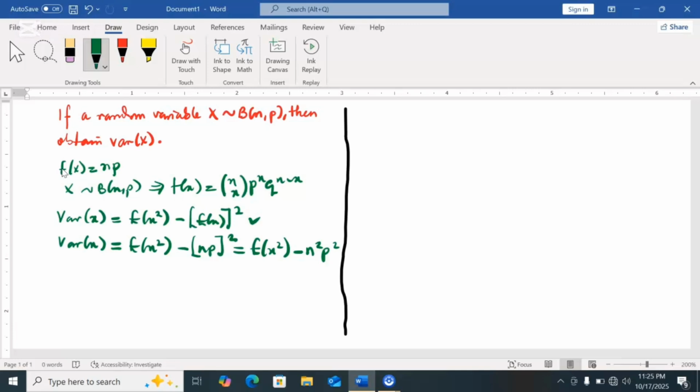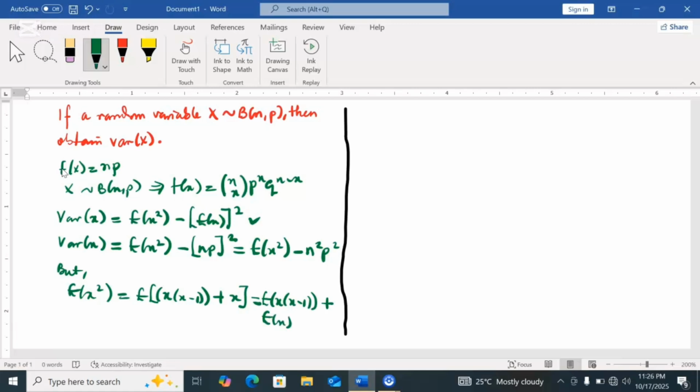So hold on to that. Next, we're going to say that expectation of x squared can be re-expressed as expectation of x times x minus 1 plus x, and this would mean having expectation of x times x minus 1 plus expectation of x. This is simply because it is easier to go about the problem of getting the expectation of x squared in this manner than getting the expectation of x squared using x squared directly.